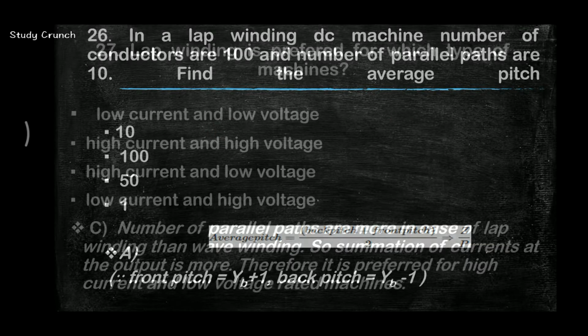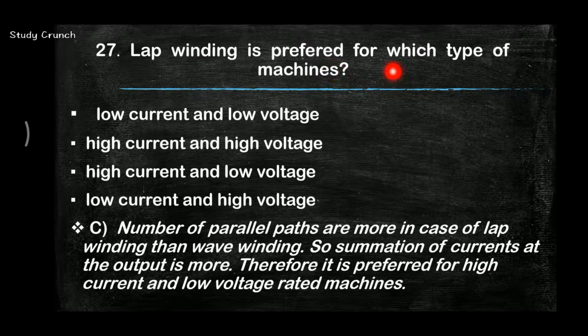Next, lap winding is preferred for which type of machine? So the answer is, it is preferred for high current and low voltage because the number of parallel paths are more in case of lap winding than the wave winding. So the summation of current at the output is more. Therefore, it is preferred for high current and low voltage rated machines.